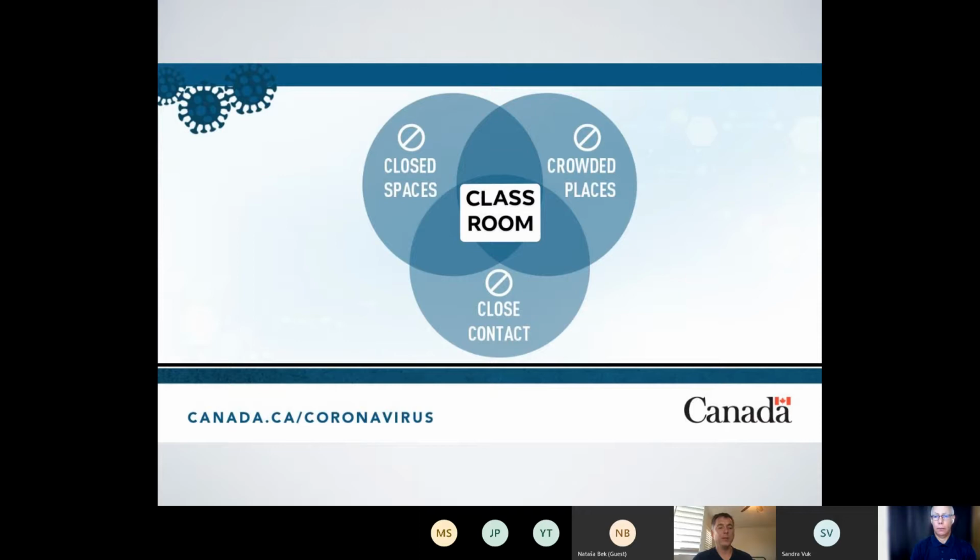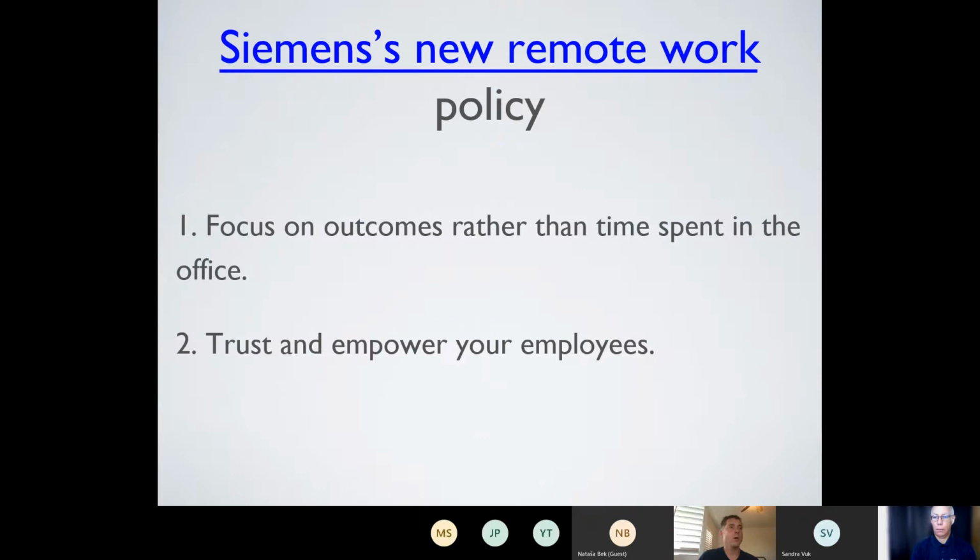And we could really argue about how to make these decisions, what is a good way to make these decisions. But what's really interesting is how do you deal with this uncertainty, right? I wanted to share a quick example of the Siemens remote work policy. And I thought that was really a genius move. They had two rules: focus on the outcomes rather than time spent in the office, and trust and empower your employees. So those are their two policies.